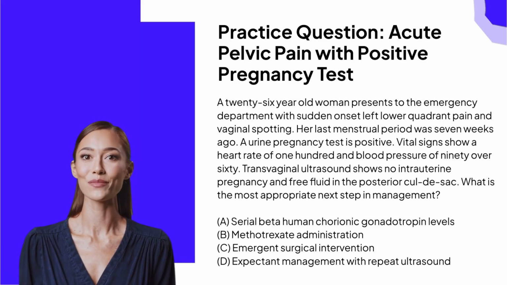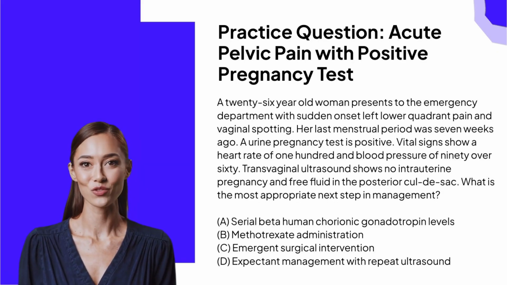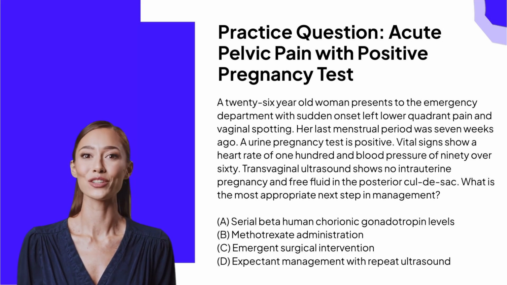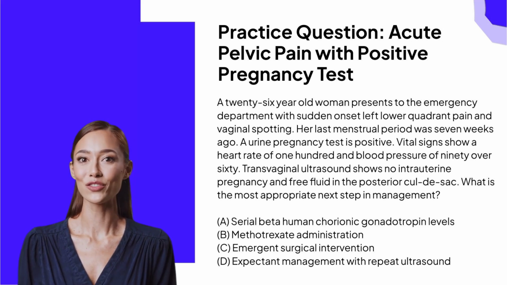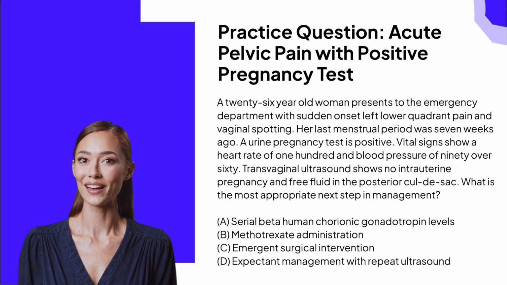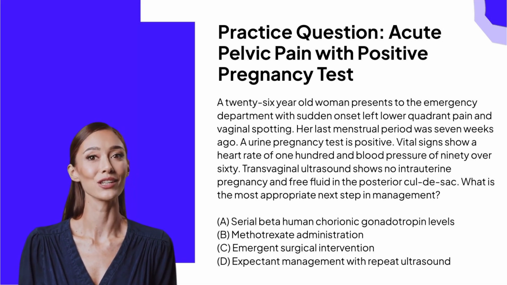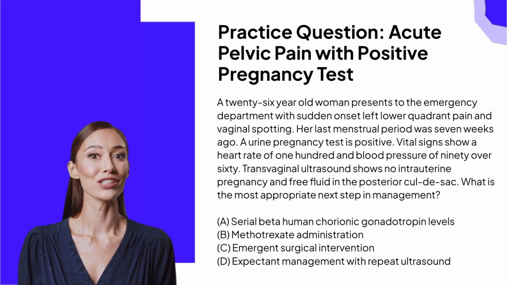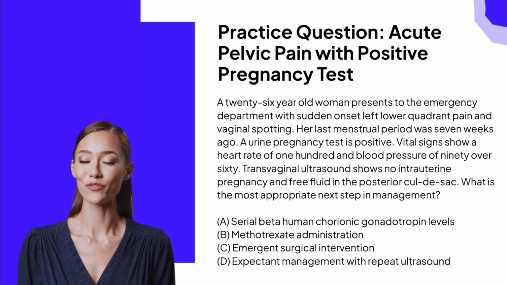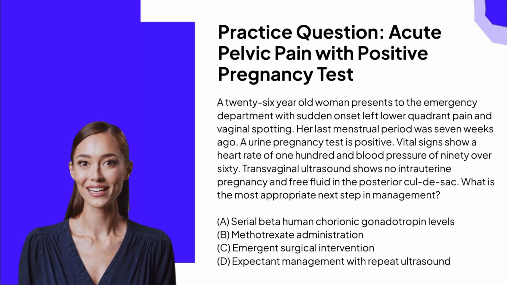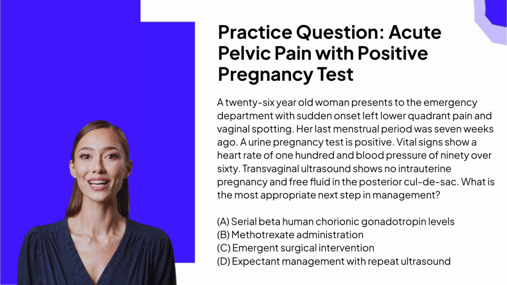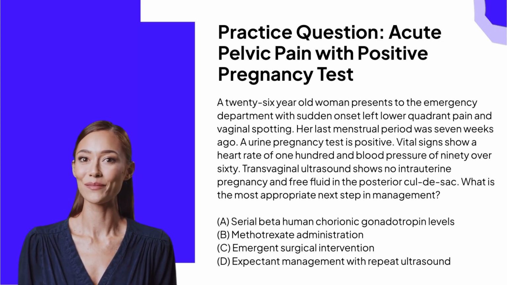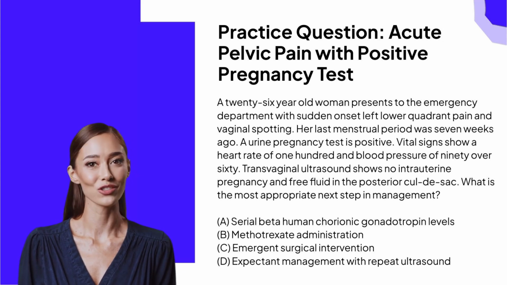Let us try our third practice question. A 26-year-old woman presents to the emergency department with sudden onset, left lower quadrant pain and vaginal spotting. Her last menstrual period was 7 weeks ago. A urine pregnancy test is positive. Vital signs show a heart rate of 100 and blood pressure of 90/60. Transvaginal ultrasound shows no intrauterine pregnancy and free fluid in the posterior cul-de-sac. What is the most appropriate next step in management? Think carefully about the clinical scenario before we walk through the answer.